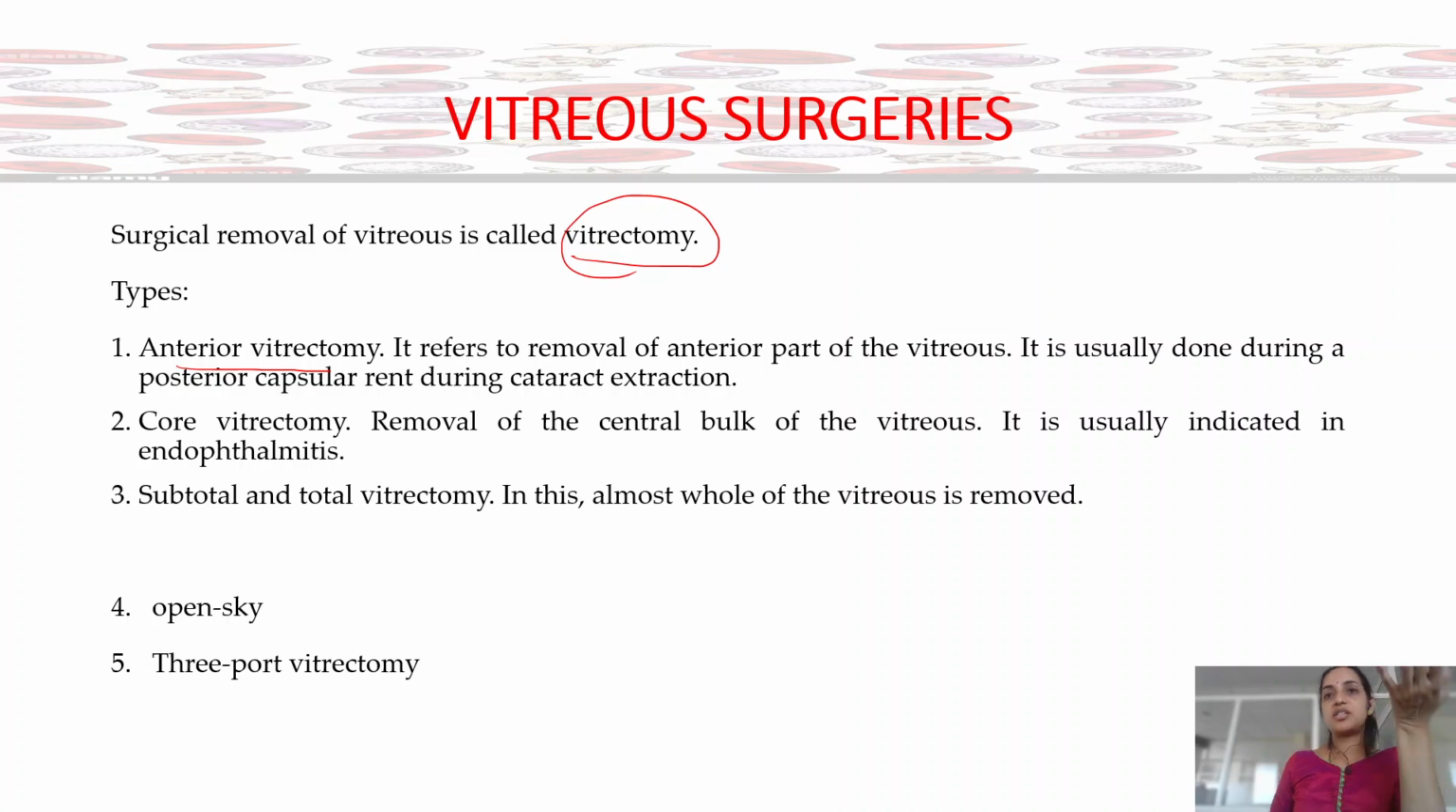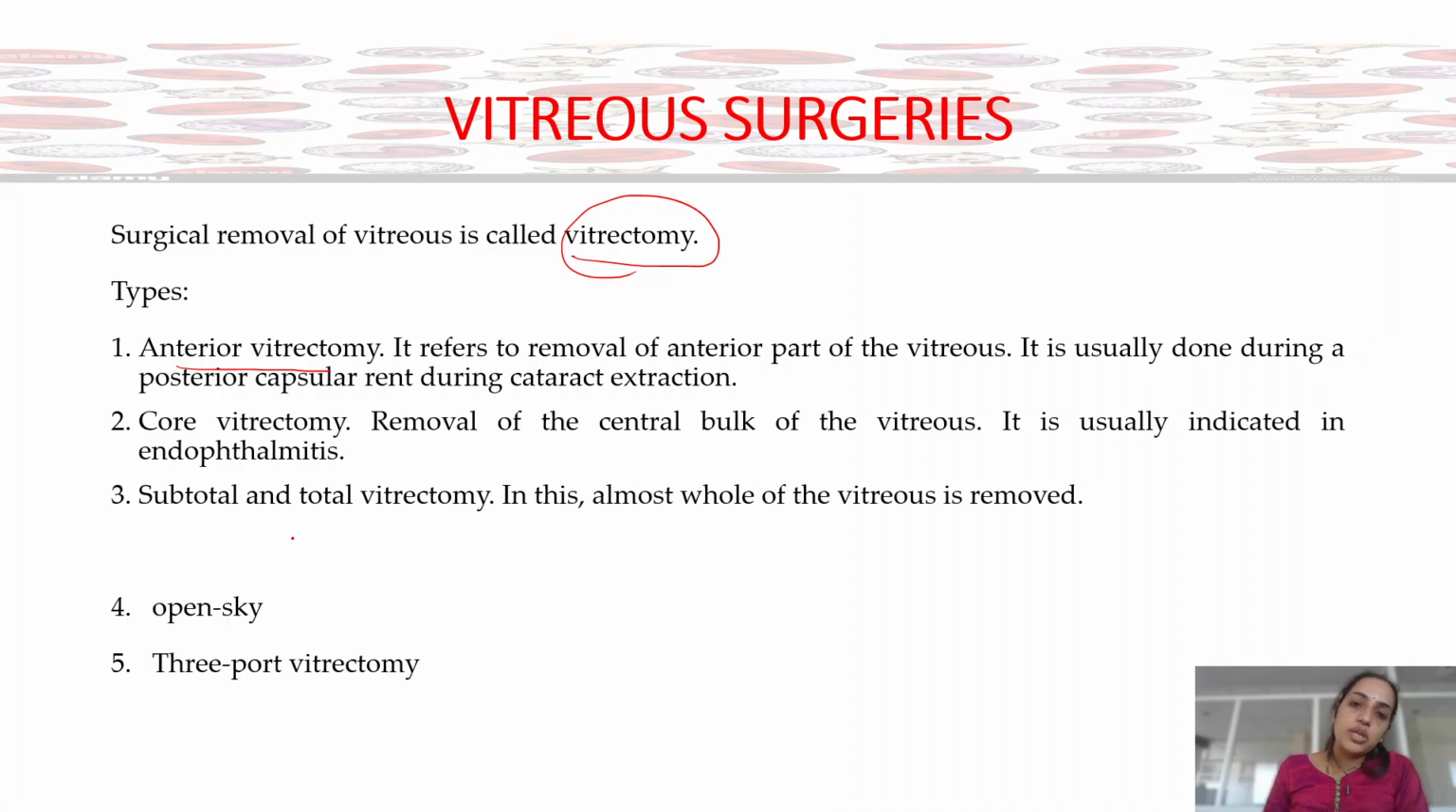So once the vitreous is prolapsing, you cut it with the vitrector. The rest of the vitreous goes back into the posterior chamber and you can place your IOL. Core vitrectomy is removal of the central bulk of the vitreous. It's usually indicated in endophthalmitis. Subtotal and total vitrectomy: in these cases, the whole of the vitreous is removed.